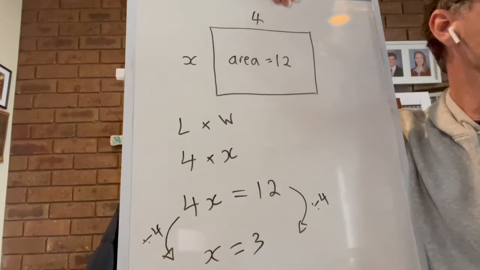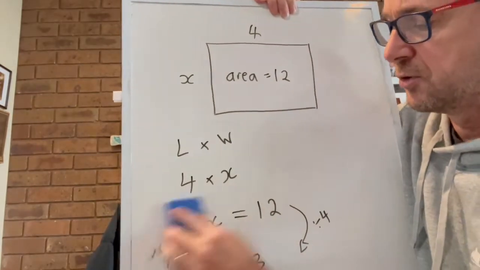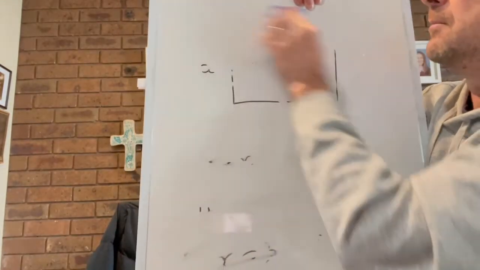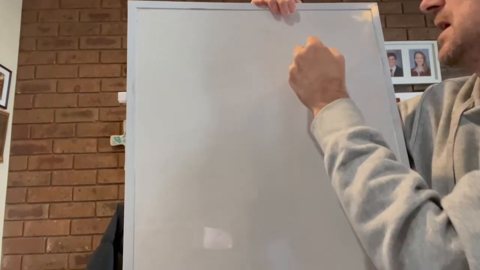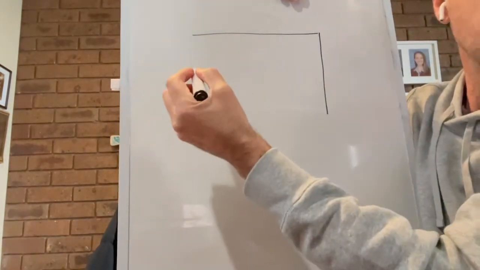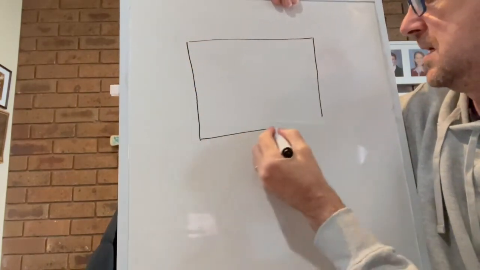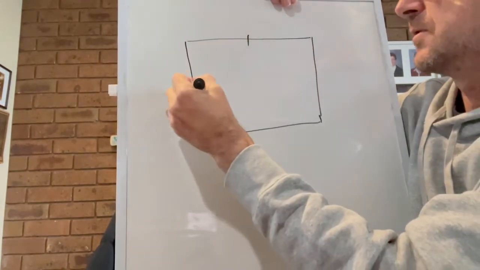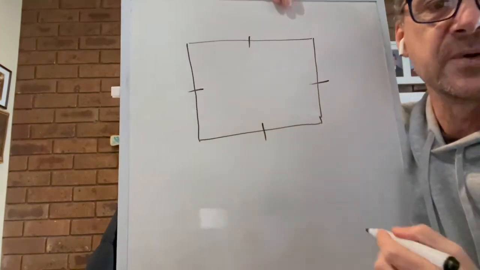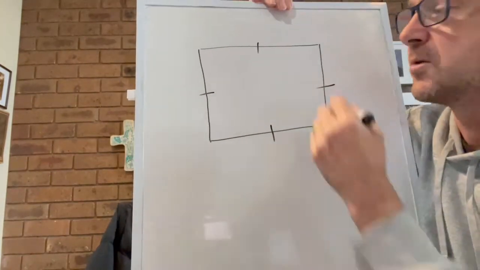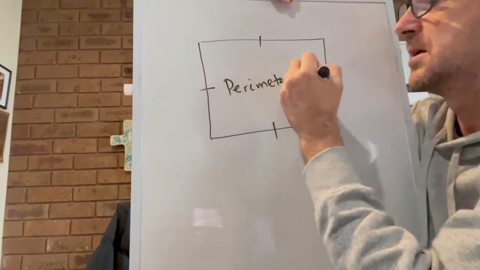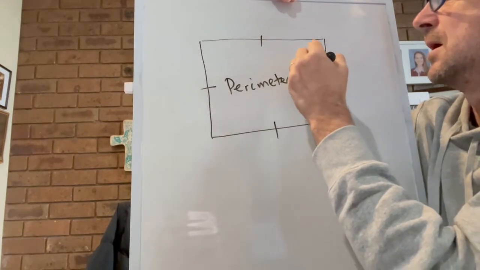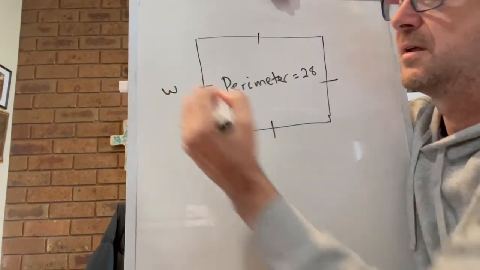Okay, let's have a look at an example that looks at perimeter. The perimeter ones are interesting because there are a few ways of setting up the question. In this case, sorry for the not quite square, but the lines tell you that it's a square. So here we know that the perimeter is equal to 28 and one side length is equal to W.